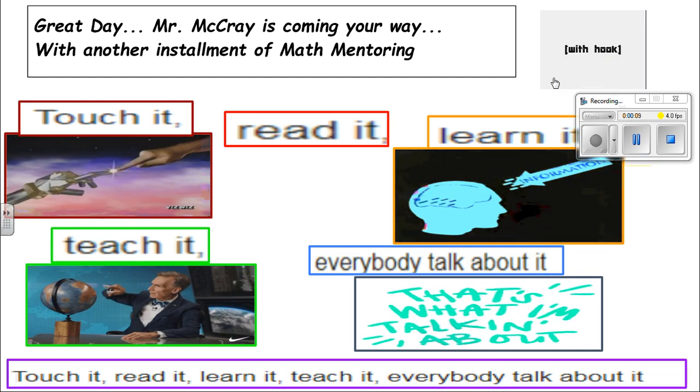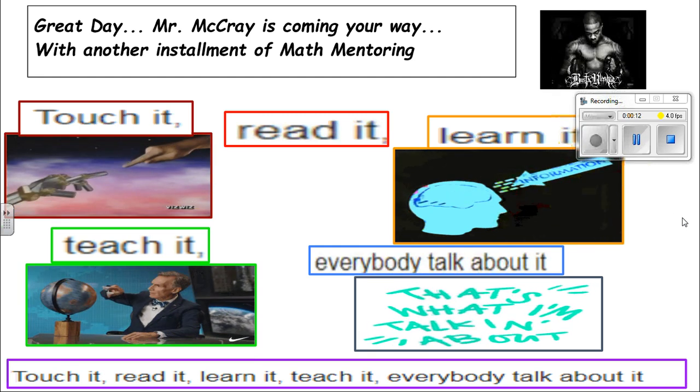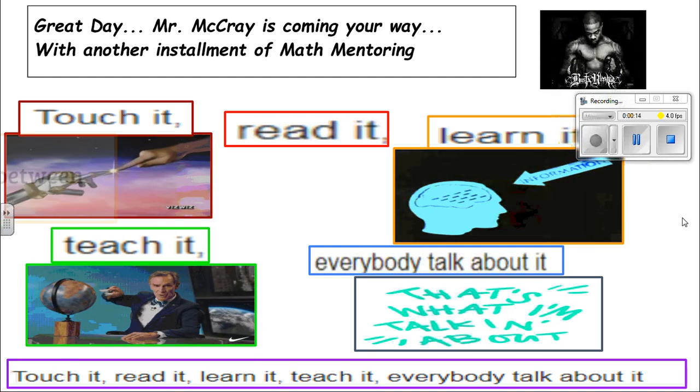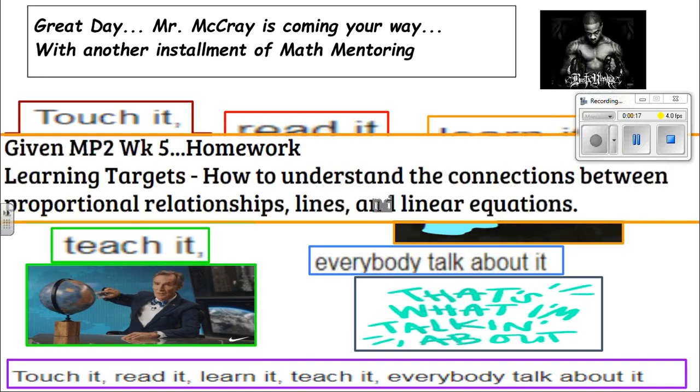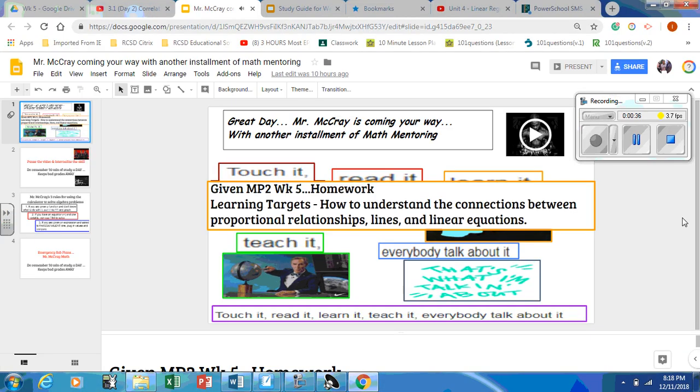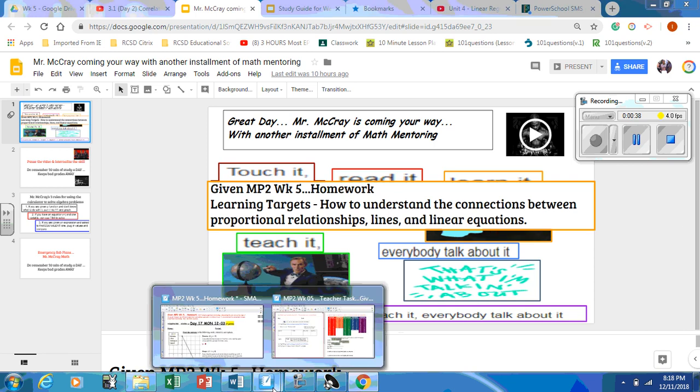All right, let's go. Today, we're going to be looking at how to understand the connections between proportional relationships, lines, and linear equations. Let's begin. All right, well, the first thing we got is a piecewise function. And it's a combination of what we got here. We got a review of inequalities, and inequalities represent greater than, equal to, or less than or equal to.